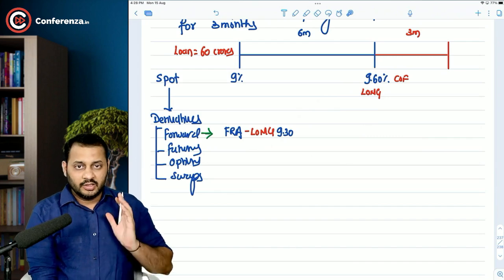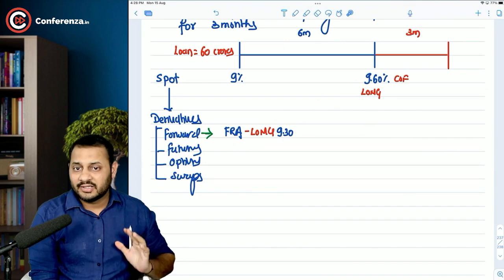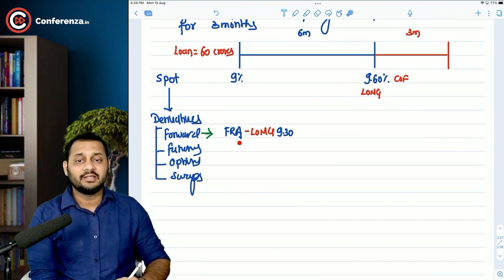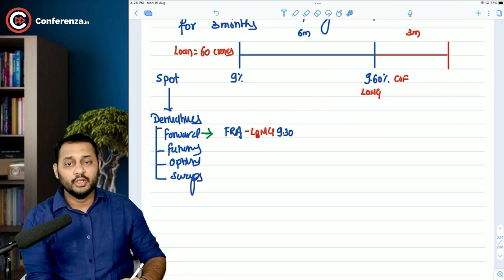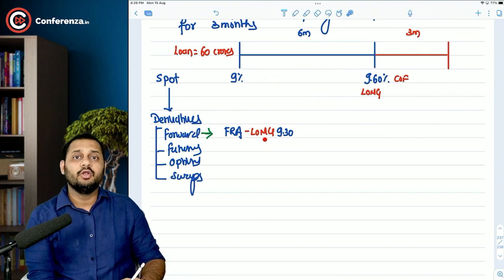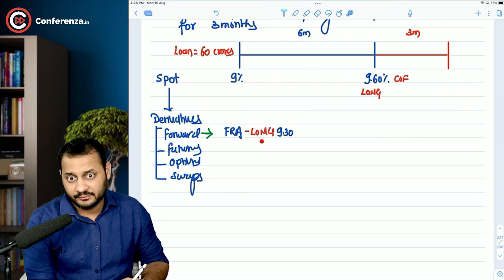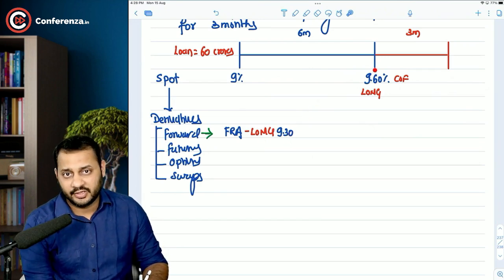Okay. Now, coming to the next step. You and the bank entered into a contract that after 6 months, for 3 months, you will take the loan from the bank. Take the loan, why? Long position. Because of the long position, you will take the loan from the bank at 9.30%, whatever may be the spot rate on that date.